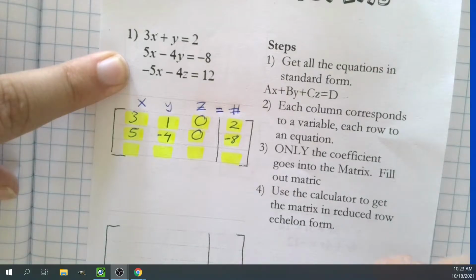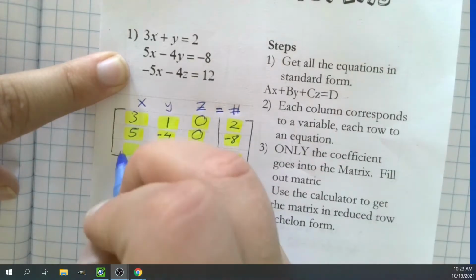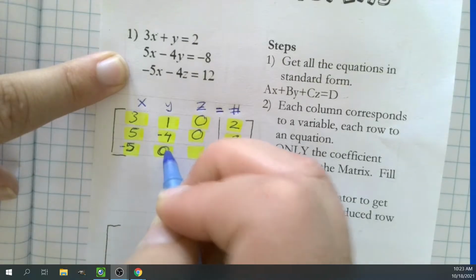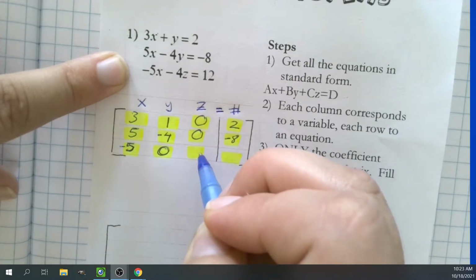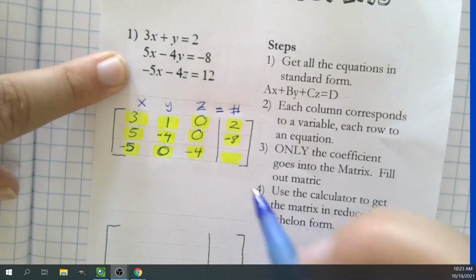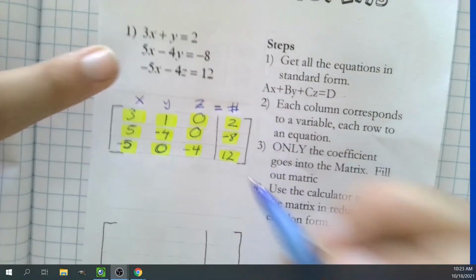How many X's? Negative 5. How many Y's? 0. You guys are pros at this. How many Z's? Negative 4. Negative 4. And then what's the constant? 12. Okay, now this part, I just want you to watch.